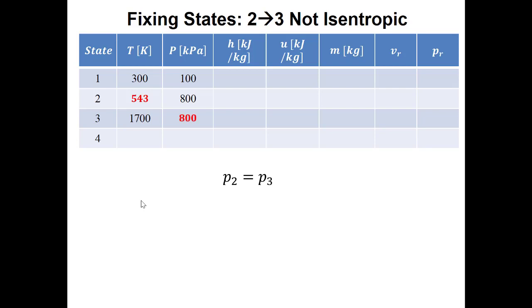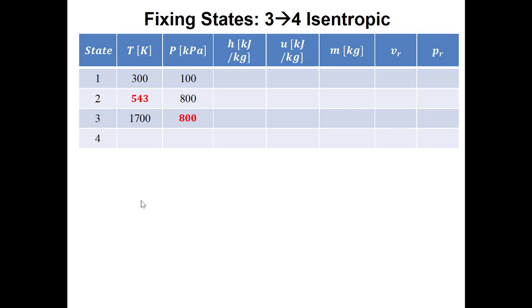So here, P3 is equal to P2. So I just write that in, right? So now I know the temperature, I know the pressure, I'm done with this state. So now I can move from state 3 to state 4. This is as I'm going through the turbine. And at least if it's an isentropic turbine or an ideal turbine, then I can use my isentropic relationships, right?